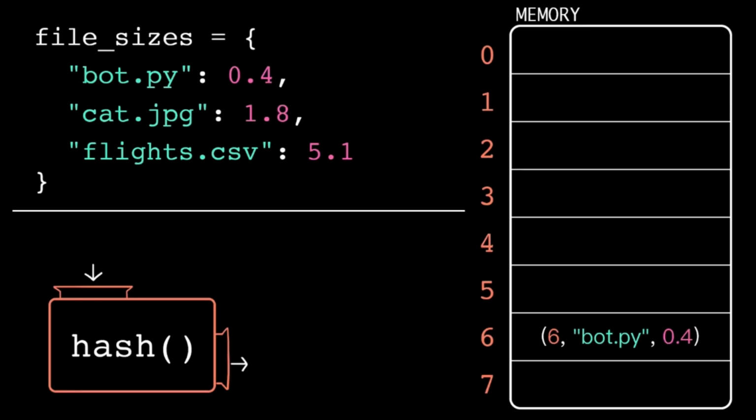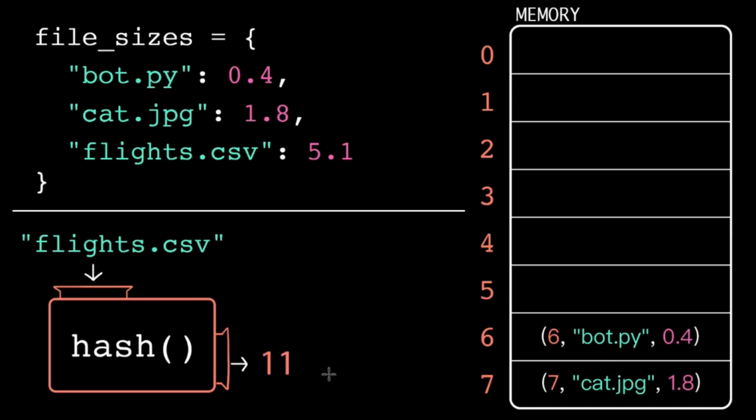And then we do the same thing for all of the other items. We hash the key to get the index, and then we store the key-value pair in that slot. This might raise a few questions for you, like what if the hash is greater than the number of slots? The computer uses the modulo operator to scale the hash down to the number of slots. The modulo operator, remember, takes the remainder of the division. So if we do 11 modulo 8, we get back 3. So the flights.csv item goes in the slot at index 3.